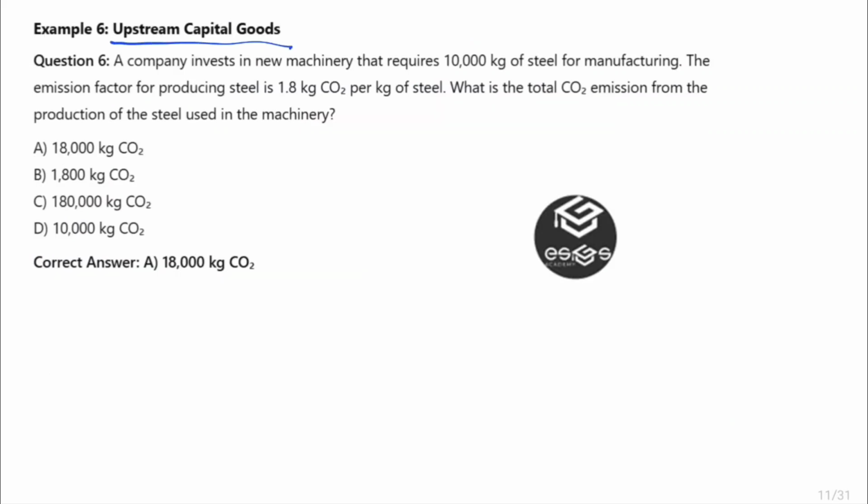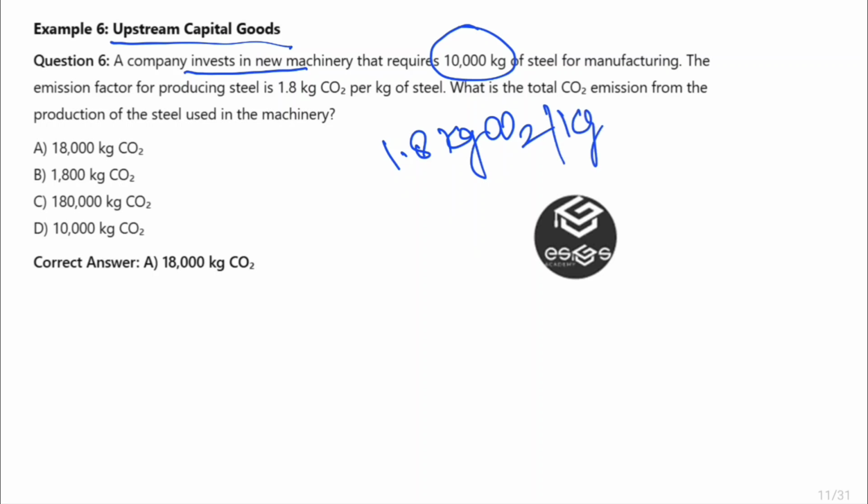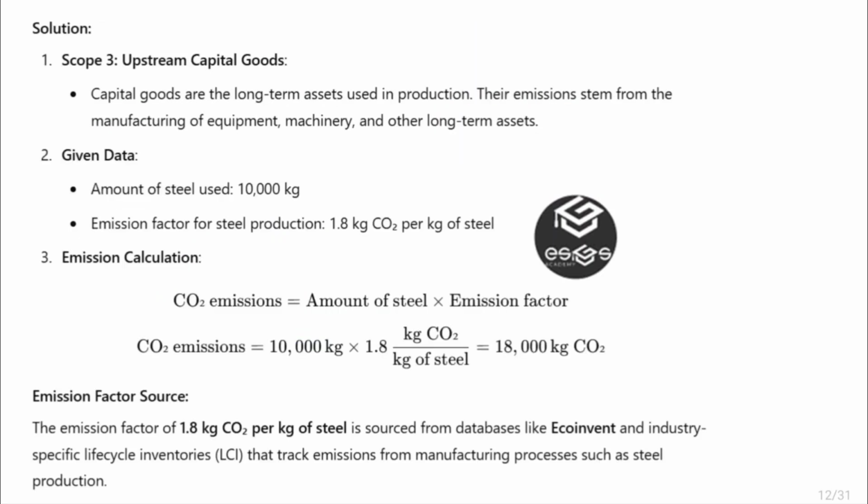Another example is upstream capital goods. So there is a company invest in new machineries that requires 10,000 kg of steel for manufacturing, and the emission factor for producing this steel is 1.8 kilogram CO2 per kg of steel. Now, what is the total CO2 emissions from the production of steel used in this machinery? So the answer is 18,000 kilogram. But how this answer came?